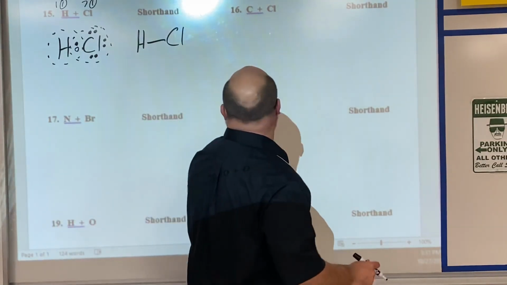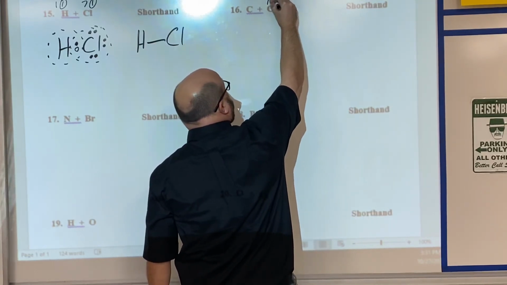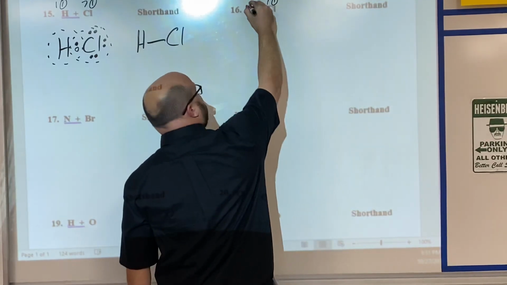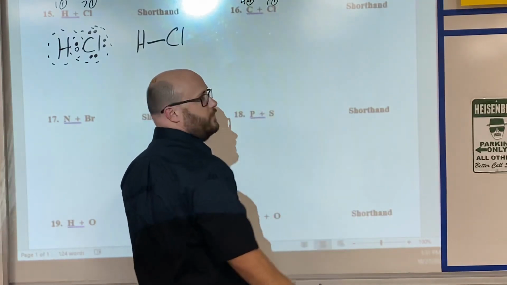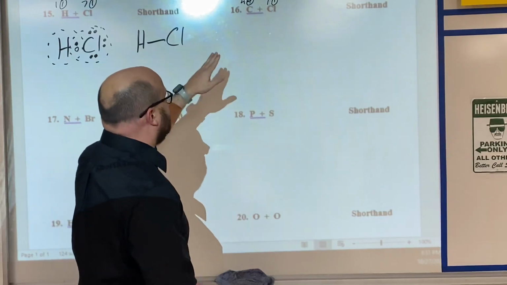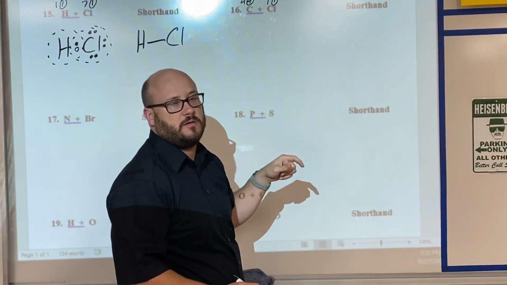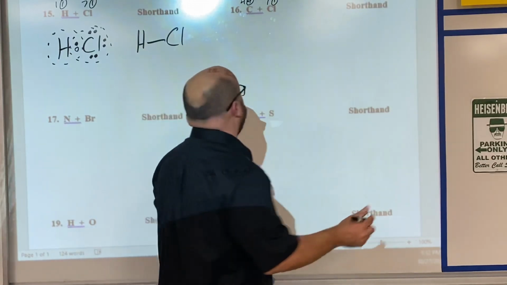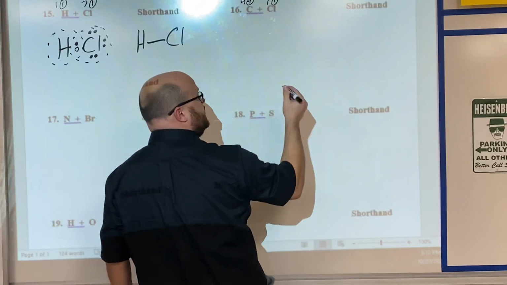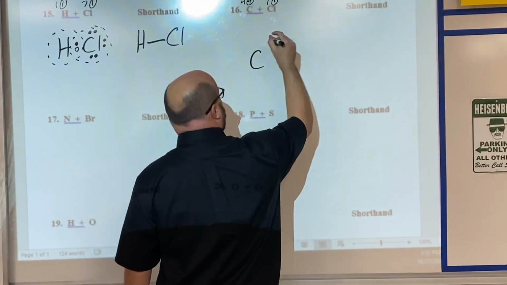Carbon and chlorine. We just had chlorine, so we can fill its numbers in. 7, 1. Carbon's got 4, and it needs 4. If carbon needs to share 4 and chlorine can only share 1, how many chlorines are going to be needed? It's going to be 4. So let's put carbon in the center and draw his 4 electrons.